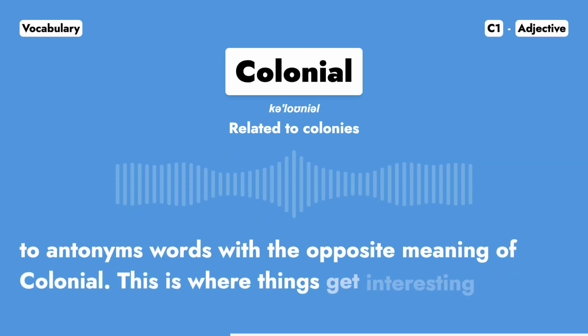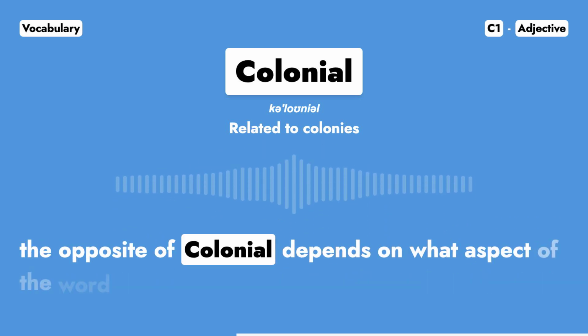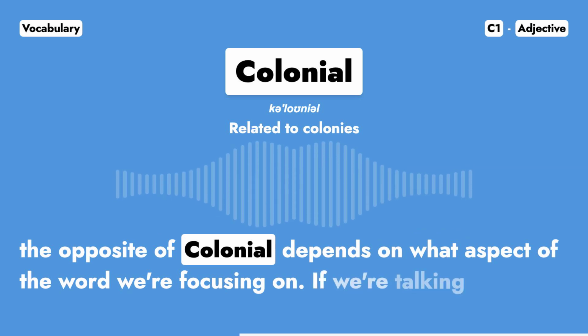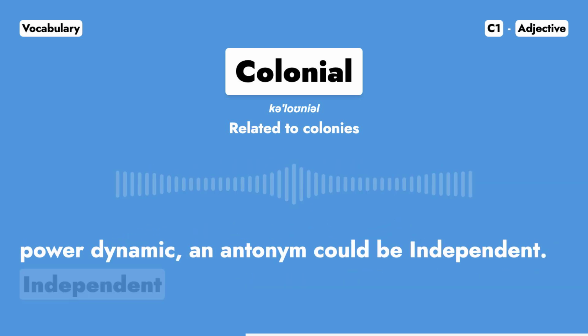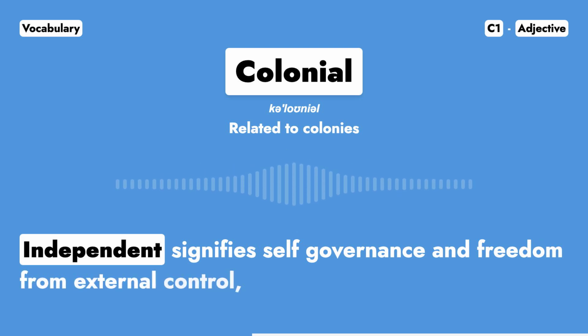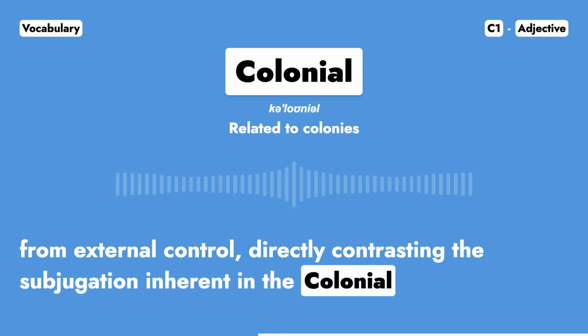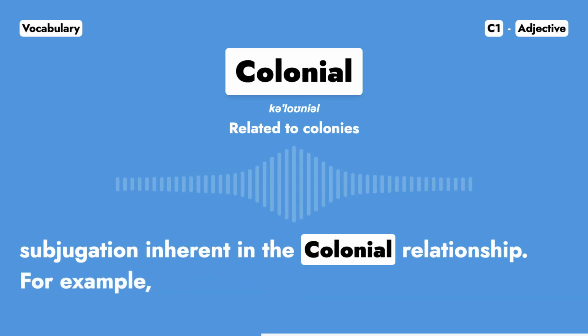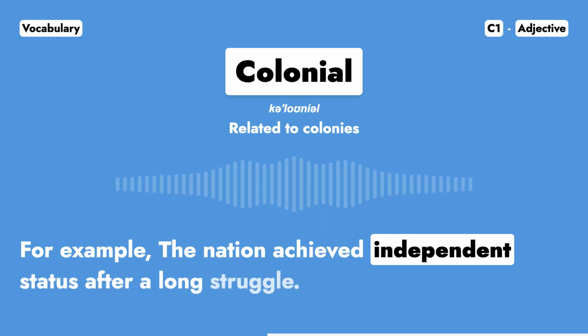This is where things get interesting, because the opposite of colonial depends on what aspect of the word we're focusing on. If we're talking about the power dynamic, an antonym could be independent. Independent signifies self-governance and freedom from external control, directly contrasting the subjugation inherent in the colonial relationship. For example, the nation achieved independent status after a long struggle.